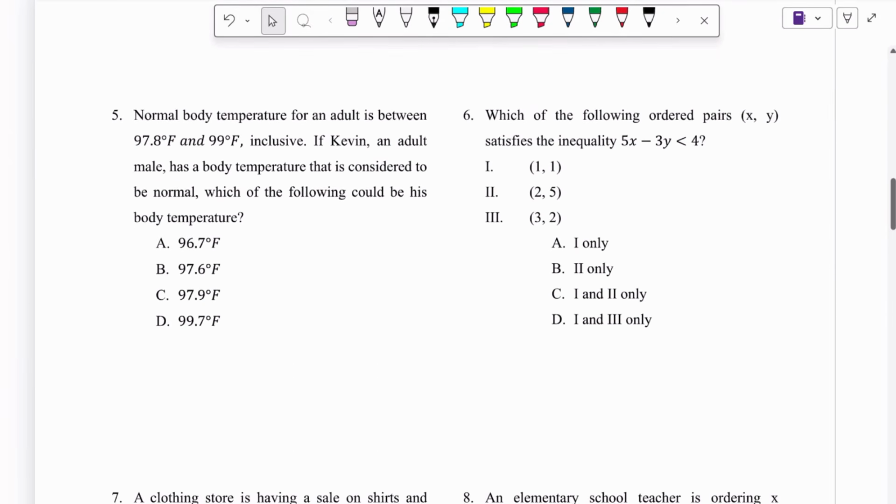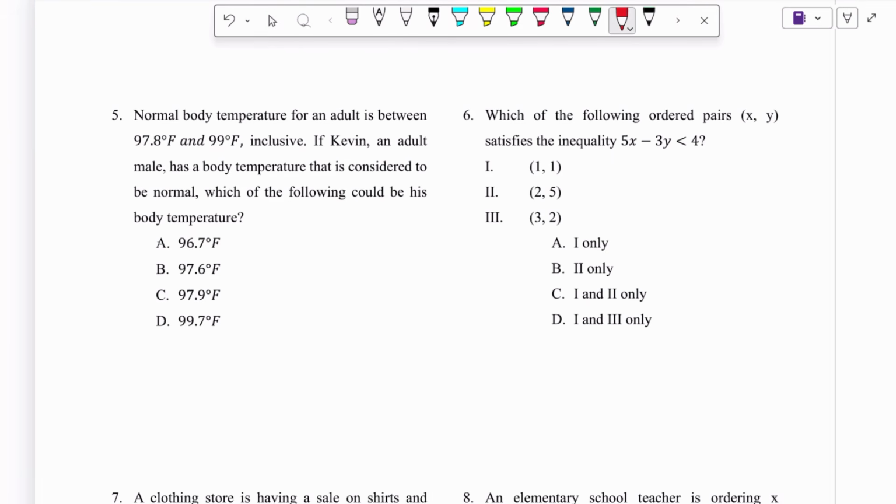Okay. Number 5, normal body temperature for an adult is between 97.8 and 99 degrees Fahrenheit, inclusive, which means in between. If Kevin is an adult male and his body temperature is considered to be normal, which of the following could be his body temperature?